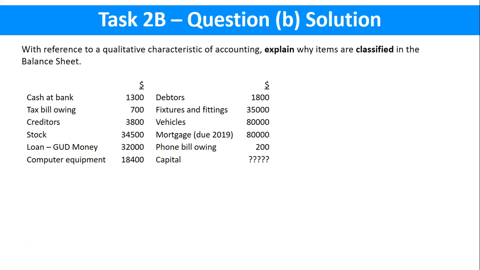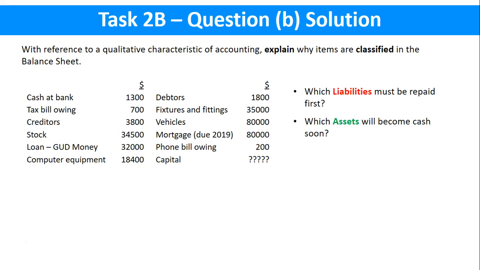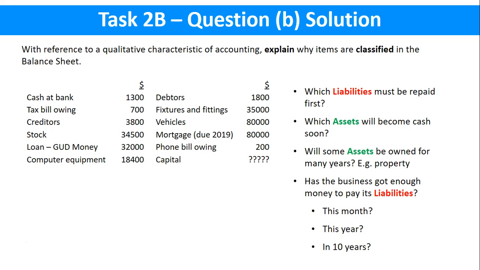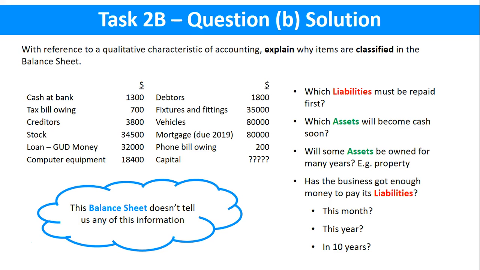So we've got all the items from this business listed there. What we don't know is which liabilities are going to be repaid first, which assets will become cash soon. That's the point of running a business, to get cash. Which assets will be owned for many years, e.g. a property. And do we actually have enough money to pay liabilities this month, this year, 10 years and so on? We can't get any of that info just from that list of items. So that balance sheet wouldn't tell us any of this information.